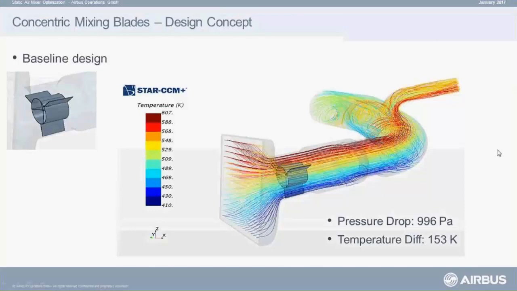This stratification is also highlighted here in these streamline plots. And more importantly, you see that you have this stratification also here in the branch that is going to the wing anti-ice system, which is clearly not desirable.